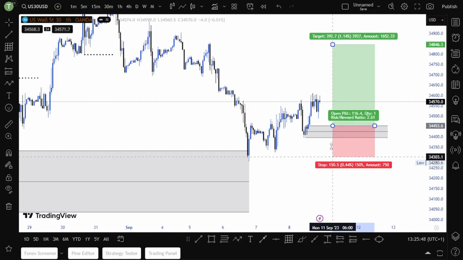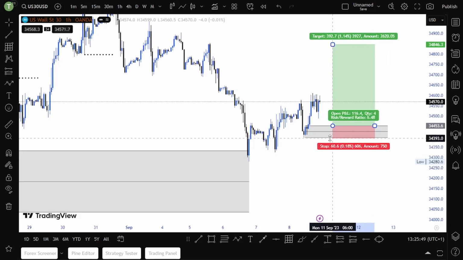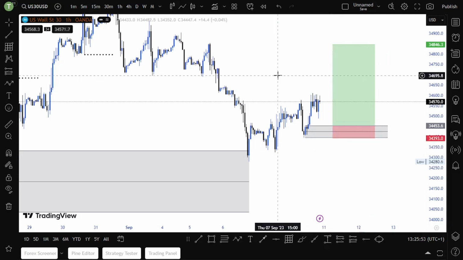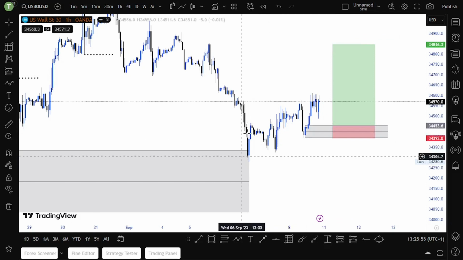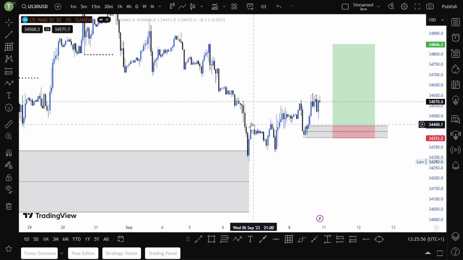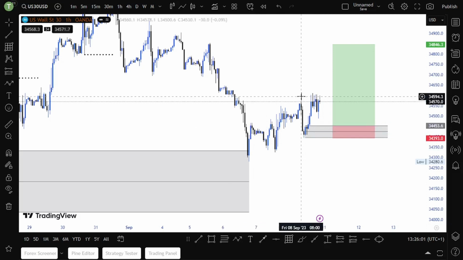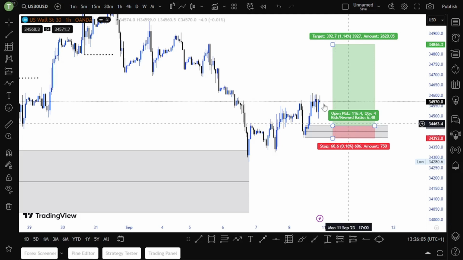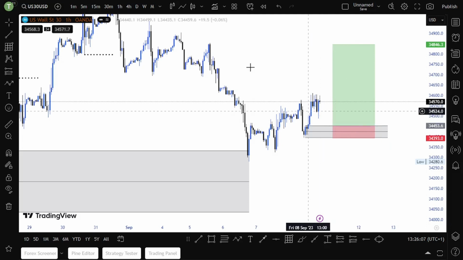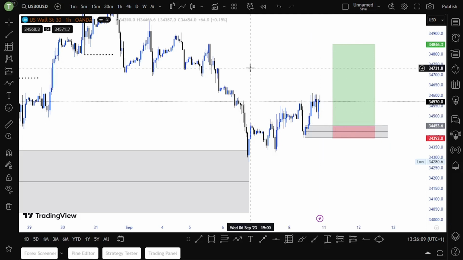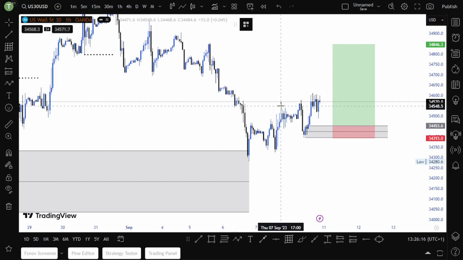I will put my stop loss just below here. A 1 to 6 risk reward ratio is also fine. As you can see now, we are in an uptrend. This one is our higher low, higher low, higher high. We are expecting a higher low now at this zone here. So that is a nice setup that we see on US30, guys.